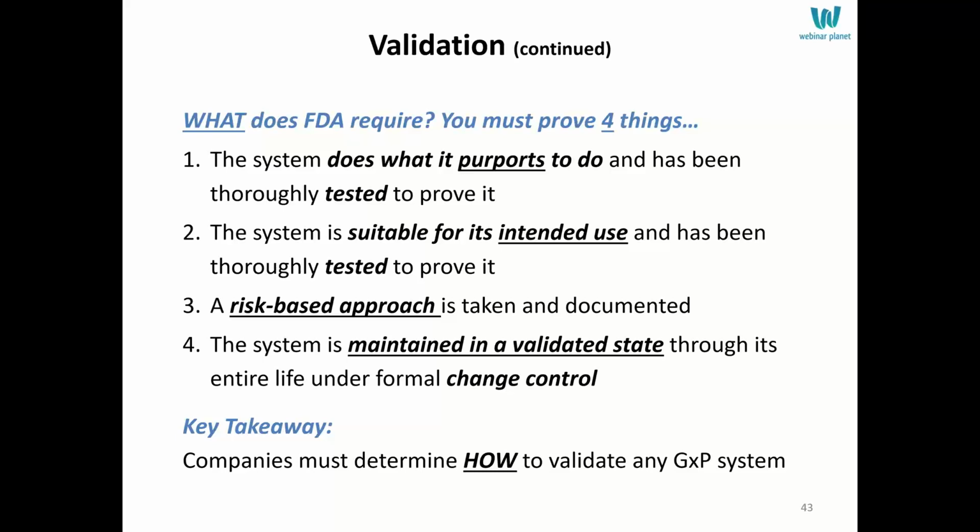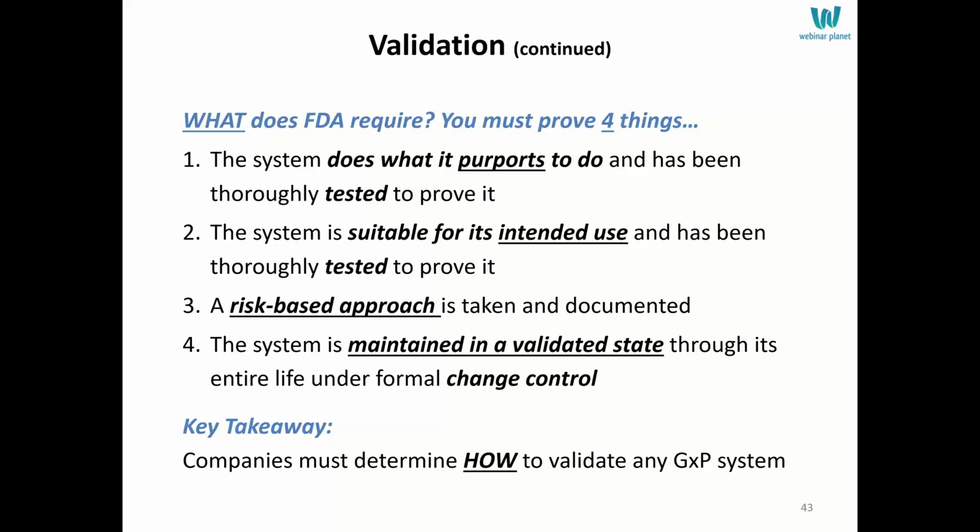So what does FDA require? Overall, you must prove 4 things. The system does what it purports to do and has been thoroughly tested to prove it. A second thing was added after the first guidance was issued, saying that the system must be suitable for its intended use and thoroughly tested to prove it. And intended use is what the subject matter expert, who is the user of the system and the owner of the data, they must explain how they intend to use the system in different scenarios for testing. And also a risk-based approach must be taken.